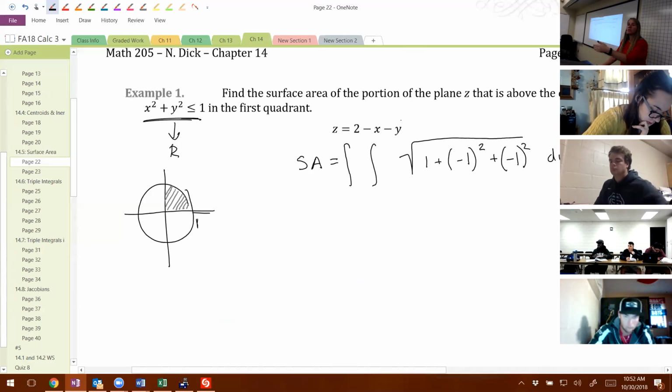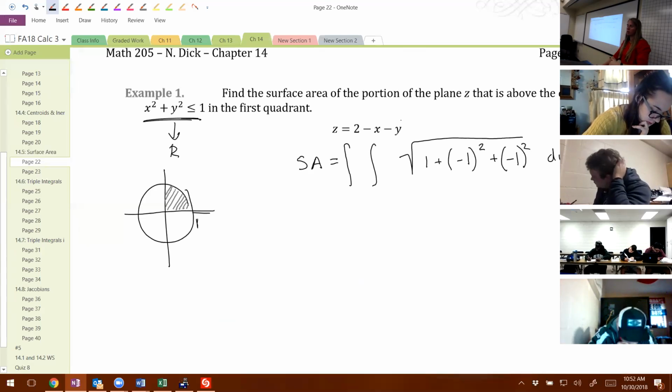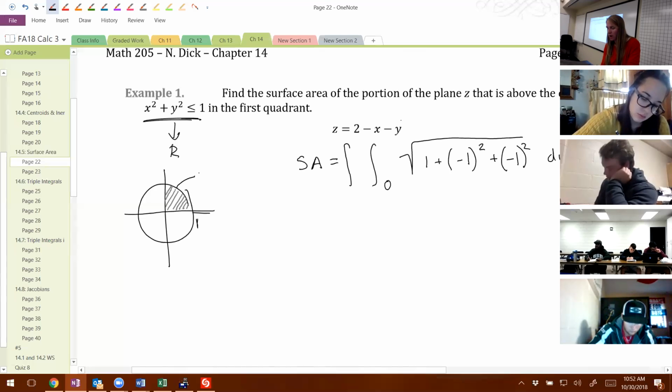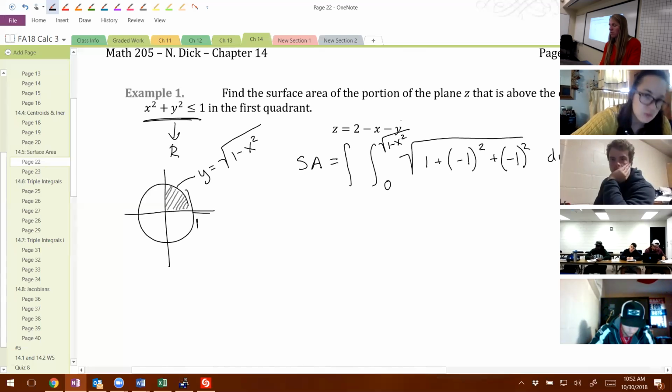So if we looked in rectangular coordinates, what would be our lower limit for y? I think back to the region. 0 to the curve. 0 to that circle. And if you solve that circle for y, 1 plus 1 minus x squared. Yep. And then limits of integration for x? 0 to 1.